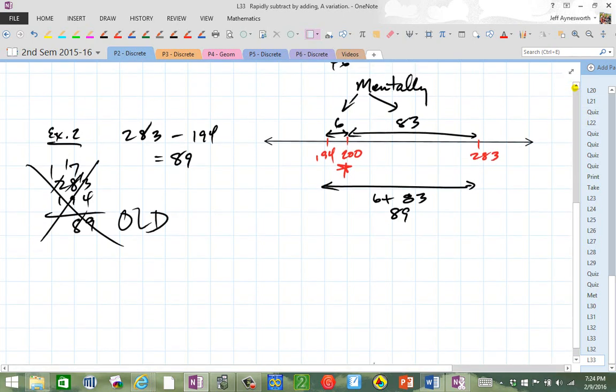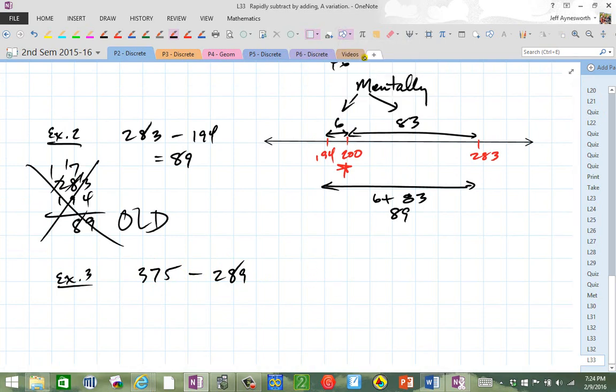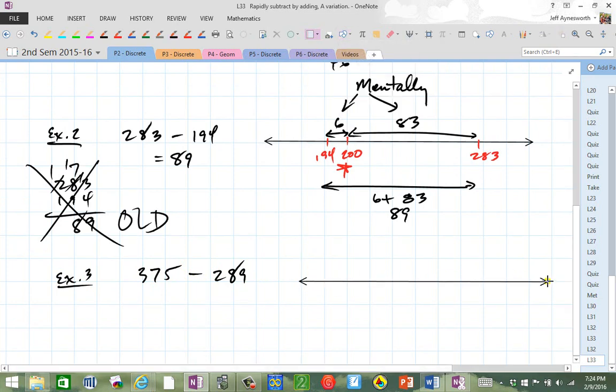So let's practice. Let's get good. Let me take a different example here. Let's say that we have 375, subtract 289. Let's do that. Okay, so let's draw a little number line to represent it. And you're not going to do this all the time. You're not going to draw this number line. I'm just teaching the lesson so you can see it visually.